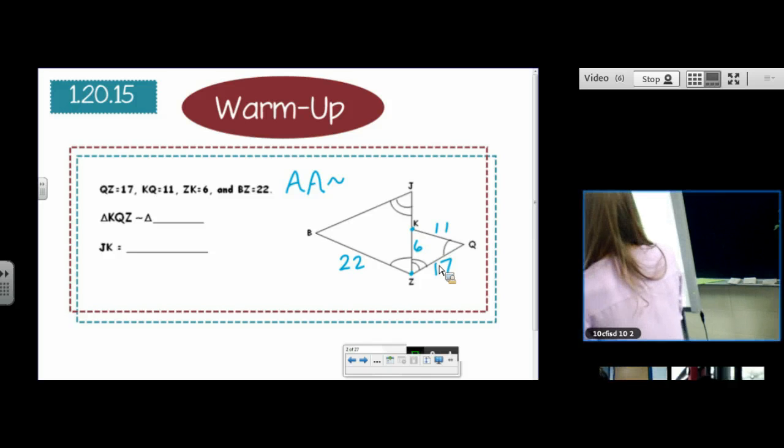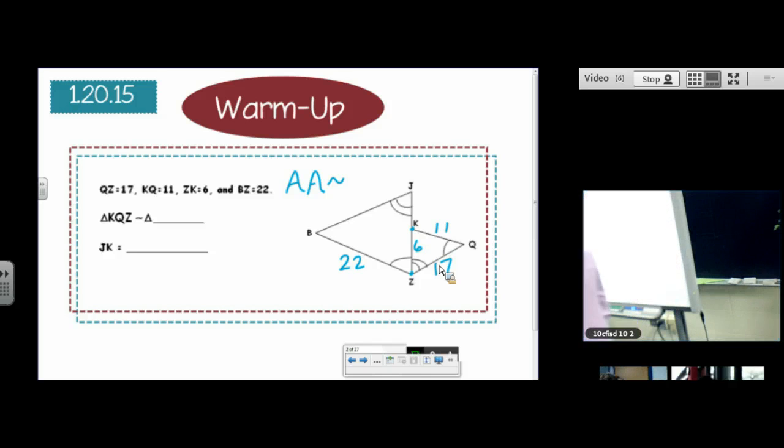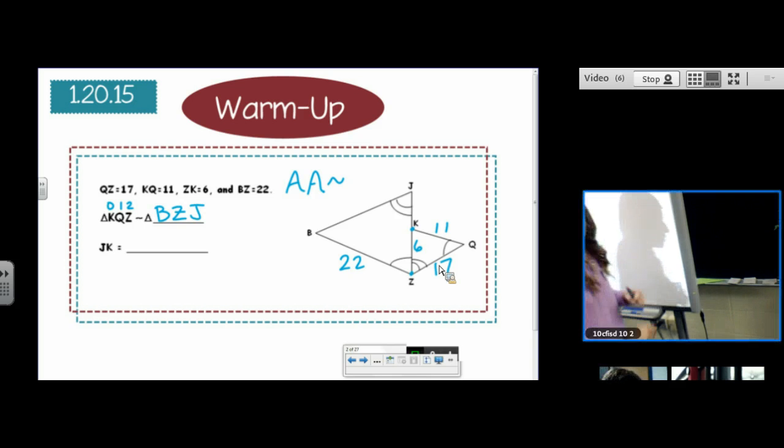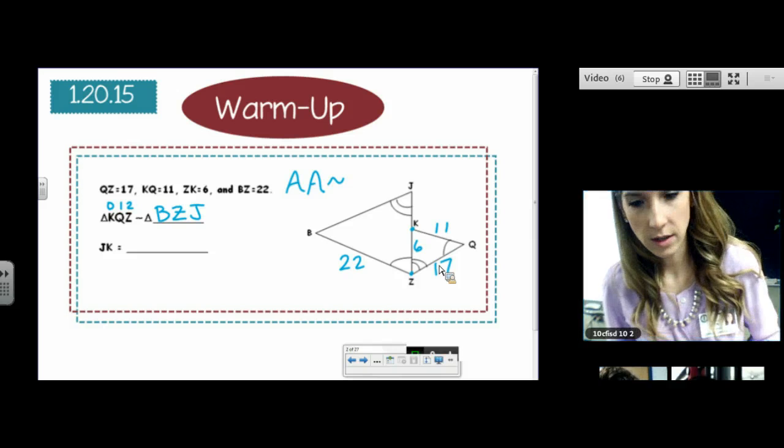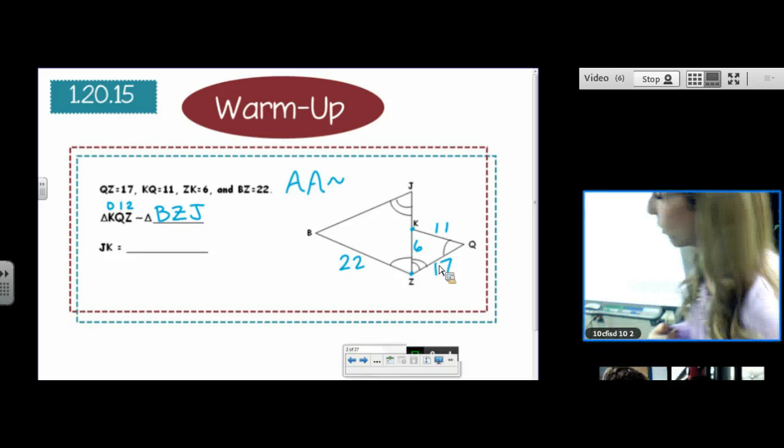So K, Q, Z. So that's K has no arcs, Q has 1 arc, and Z has 2 arcs. So it's 0, 1, 2. B, Z, J. All right. That part was definitely not difficult, as long as you can keep track of the order of the arcs.